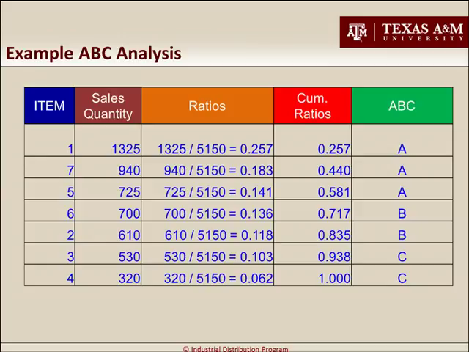Similarly, I'm going to calculate the cumulative ratio values, and then once it is done, I'll get to ABC values. In this case, item 1, 7, 5, all of them are below 60%, so all of them are A items. Item 6 and 2, they are between 60 and 90%, so they are B items. And finally, item 3 and 4 are above the 90% value, so they are C items.